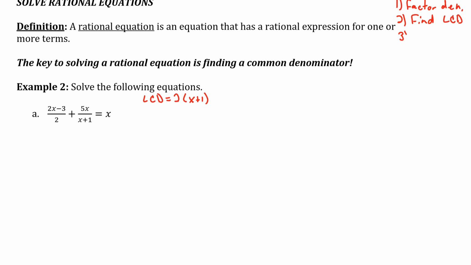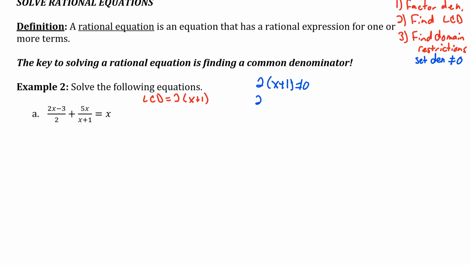Step 3 is going to be find domain restrictions. Because remember, just like whenever we solved other equations, if there was a denominator, we had to do something. So what we're going to do when we're finding domain restrictions is set the denominator not equal to 0 and solve. Okay? So we're going to set our LCD, 2 times an x plus 1, cannot equal 0.